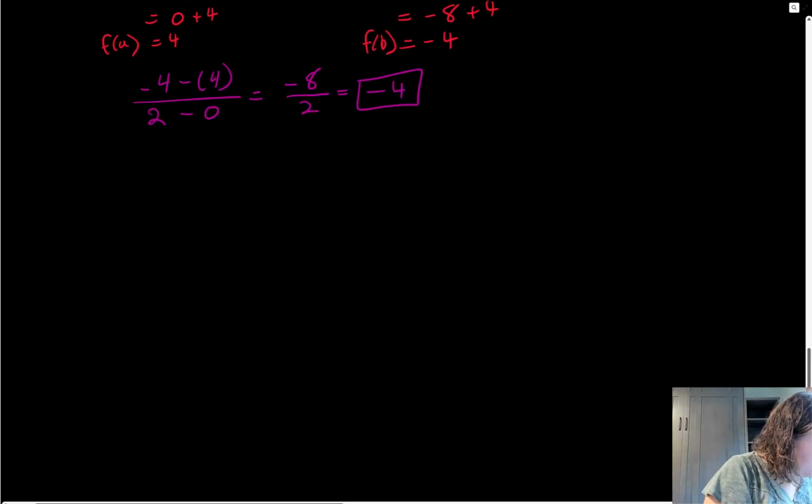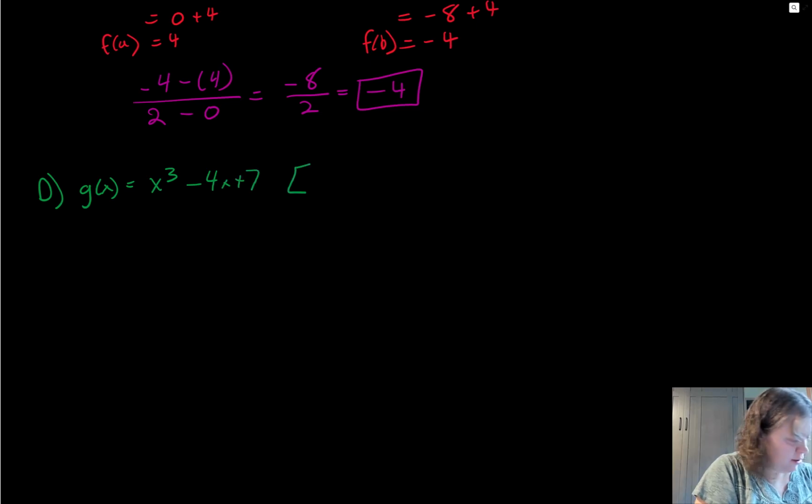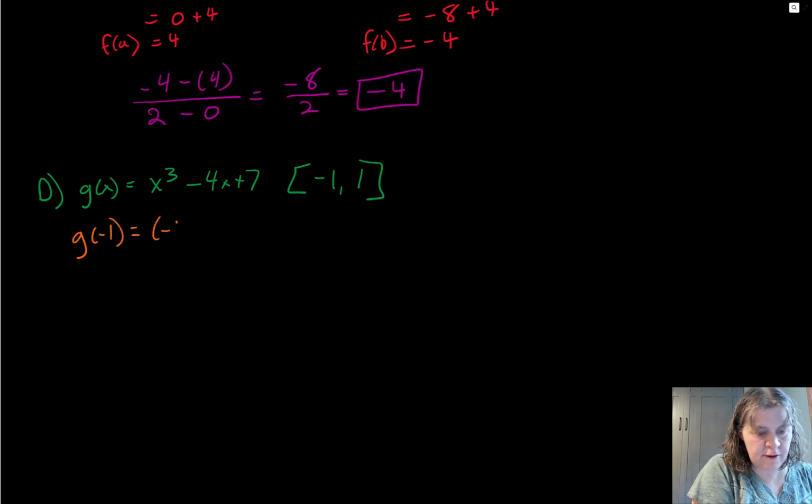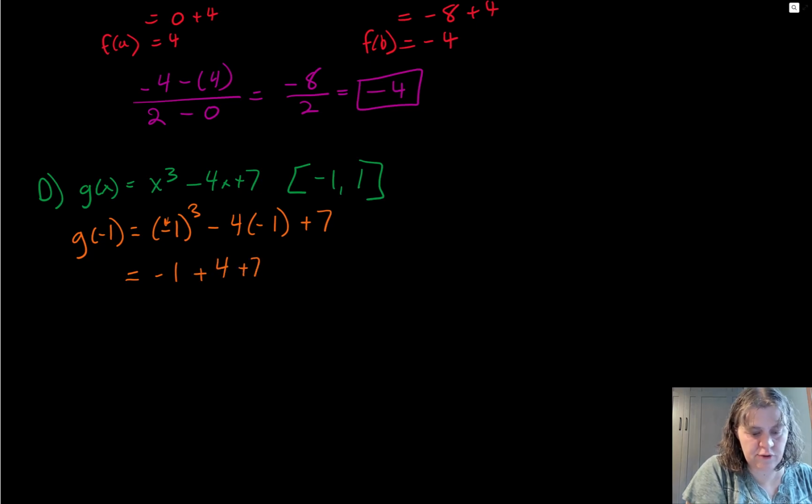All right, g of x for part D, that looks like fun. g of x is equal to x cubed minus 4x plus 7 on the interval from negative 1 to 1. All right, so g of negative 1 is negative 1 cubed minus 4 times negative 1 plus 7. Just a trick, remember that if you have a negative inside of exponents, the exponent can see it as well. So watch out for that. And that's going to be 10.